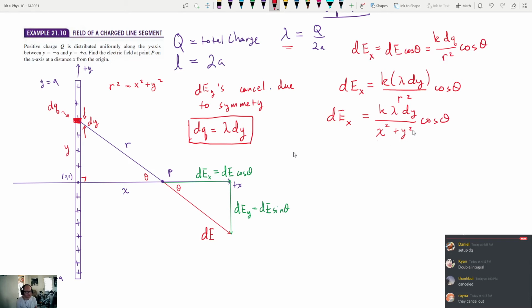Now we're really close, because now it looks like we could do an integral, right? K and lambda are constant. We don't have to worry about those. We can pull those out. We have an integral of dy over x squared plus y squared. We should be able to do that integral, because x squared is just like a number, right? It could be 9 squared or something like that. But the cosine theta is sticking around here, and so what we have to ask ourselves is, is cosine theta going to be a constant?